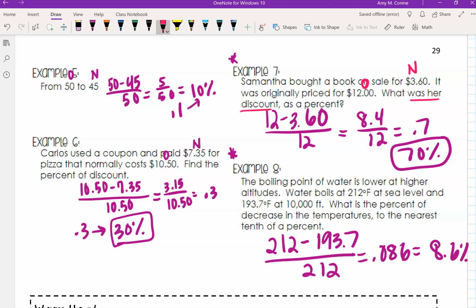So example 8, water boils at 212 degrees Fahrenheit at sea level. Sea level is 0 feet, okay, FYI, and 193.7 degrees Fahrenheit at 10,000 feet. So what is the percent of decrease? So the decrease in the temperatures is what you're looking for to the nearest tenth of a percent. So your original, your new, subtract the two, and you should get 8.6%.